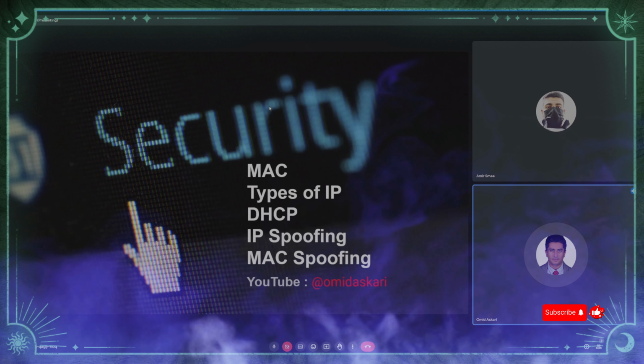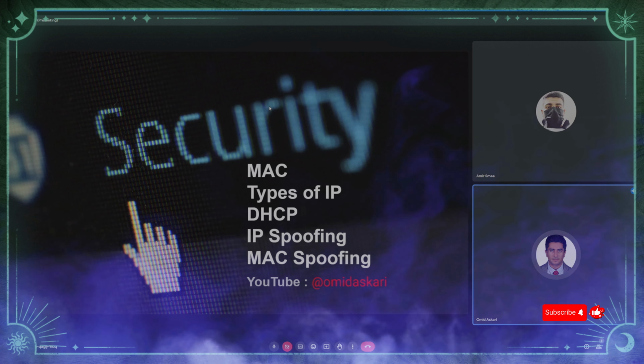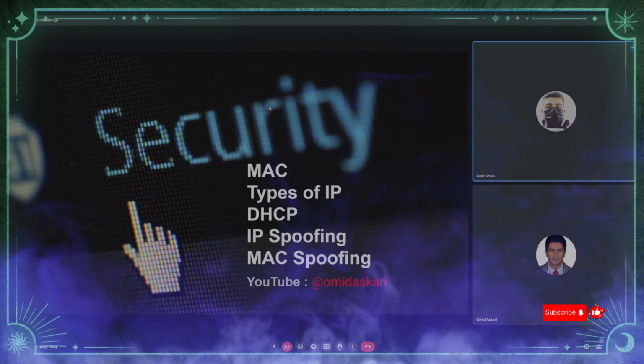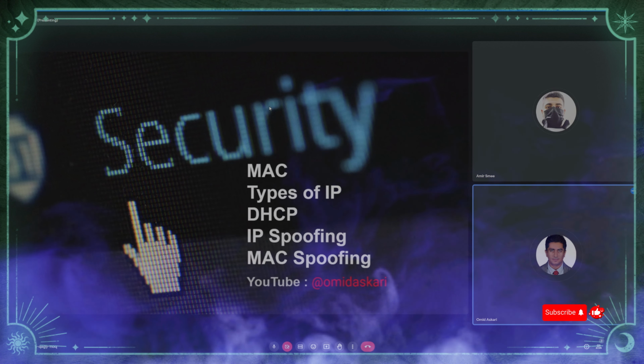There are several legal and ethical considerations of using IP and MAC spoofing, such as the potential for unauthorized access, data theft, and denial of service attacks. In the future, we're going to deep dive into this field.